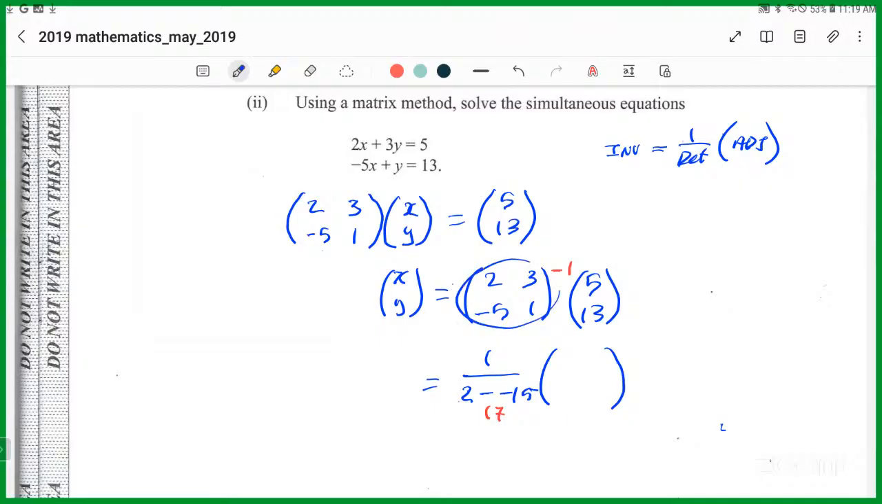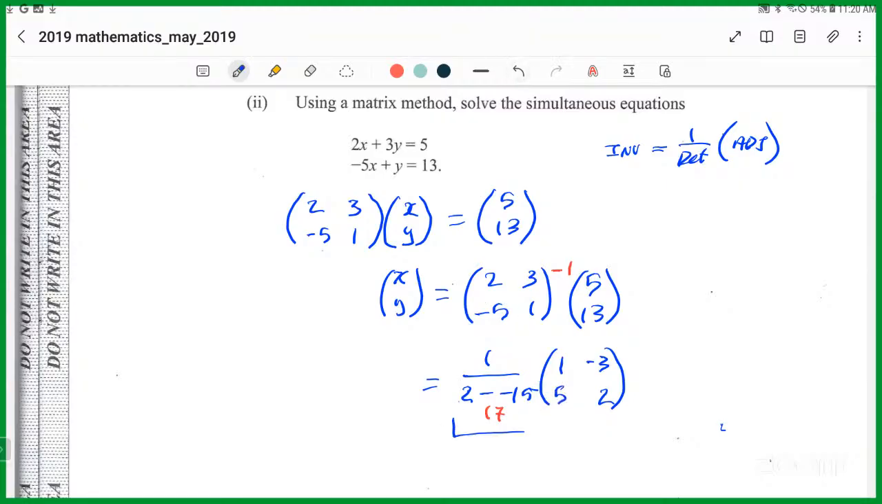The adjoint of this matrix. How do we get the adjoint? The elements on the first diagonal are switched around. These two elements, we switch them around on that first diagonal, or the leading diagonal. So 2, 1 down here becomes 1, 2 down here. Then the elements on the second diagonal, or the trailing diagonal, which is this diagonal here, those two values, you leave them where they are and change the sign. So this 3 up here stays where it is but becomes a -3. And this -5 stays where it is but becomes a +5.